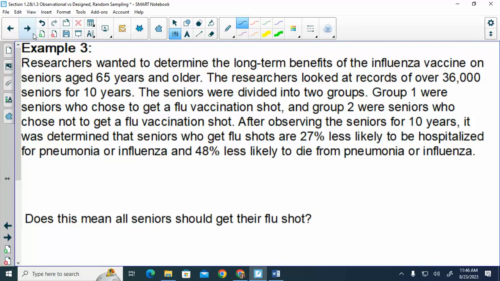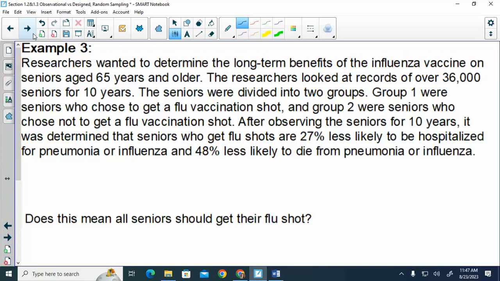Let's look at this one. So researchers wanted to determine the long-term benefits of an influenza vaccine on seniors aged 65 or older. The researchers looked at the records of over 36,000 seniors for 10 years. The seniors were divided into two groups. Group 1 were seniors who chose to get a flu vaccine, and Group 2 were the ones that did not.